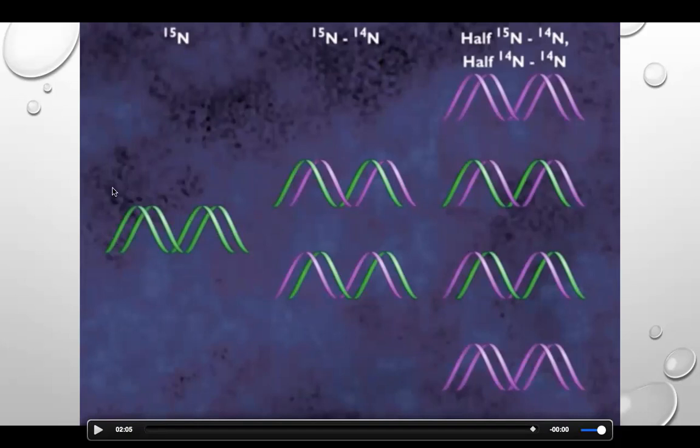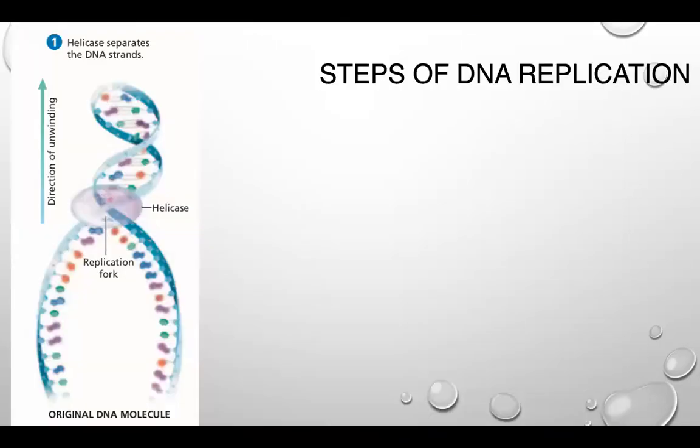When you take this bacteria and transfer it to N14, then after one generation, the DNA is going to be half N15, half N14. And after the second generation, the strands are going to be 25% N15 and 75% N14. So every generation after that, you're going to see less and less N15. And that's how they confirmed semi-conservative replication.